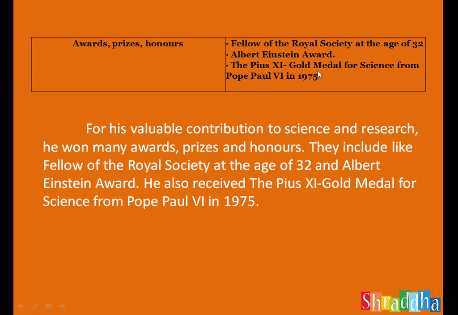He also received. You can write: received is the verb, he is the subject. He also received. What he received, the name of the prize, is in the place of the object. The Pius XI Gold Medal for Science from Pope Paul VI in 1975. In this way, you have to write the biographical sketch. If you understand how to write the passage from details given in tabular form, then it will be a very easy process, unlike other discourses. So practice it and take another discourse for practice. Then you can easily write a biography from the given details.